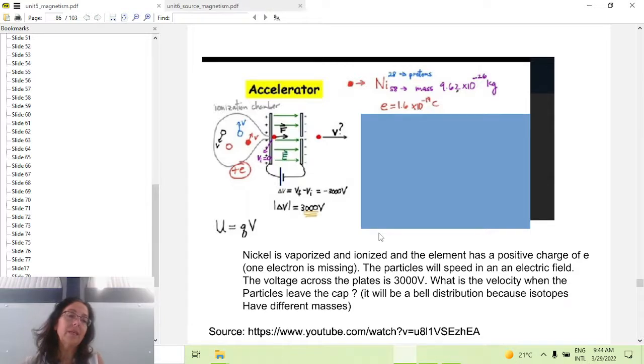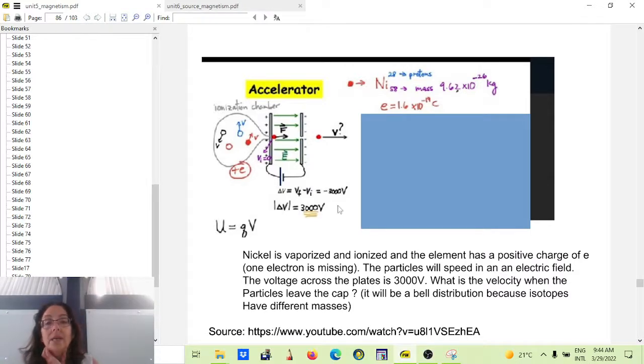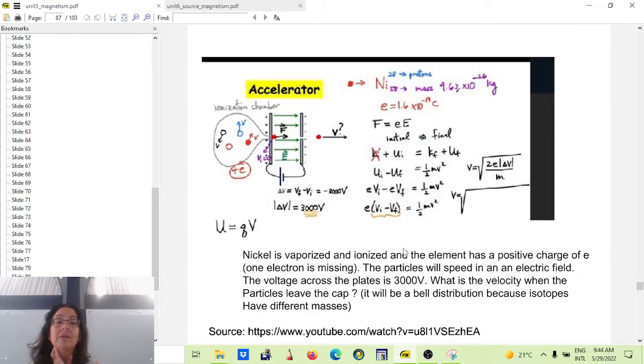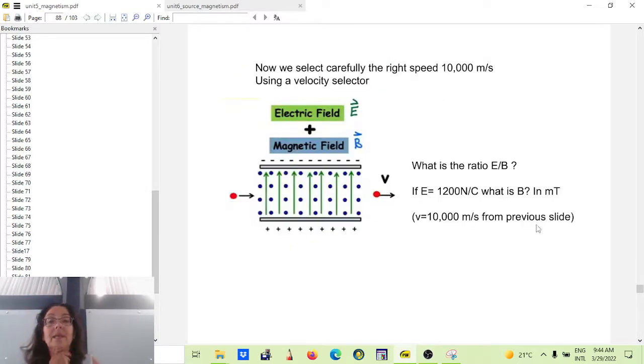Here, I'll leave it for next time, a pop quiz. First step, you accelerate a bunch of isotopes. Here it's nickel, that's the mass of nickel. And maybe I will ask you what's going to be the speed here. That speed will have a distribution, so it's not going to be exactly the speed that I want. You can do the math. It's going to be 10,000 meters per second, but there is a distribution. Then those isotopes will go through a speed selector, right? So you can compute E over B equals the speed, and you can find B.